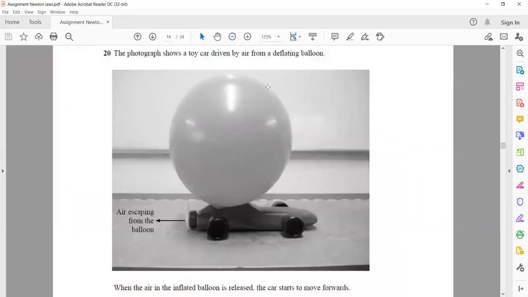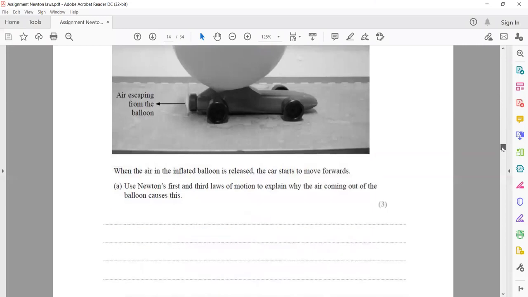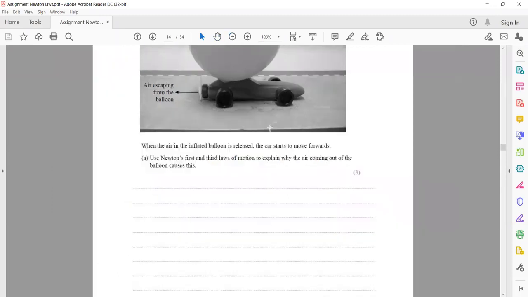The photograph shows a toy car driven by air from a deflating balloon. So when the air in the inflated balloon is released, the car starts to move forward. Use Newton's first and third laws of motion to explain why the air coming out of the balloon caused this.